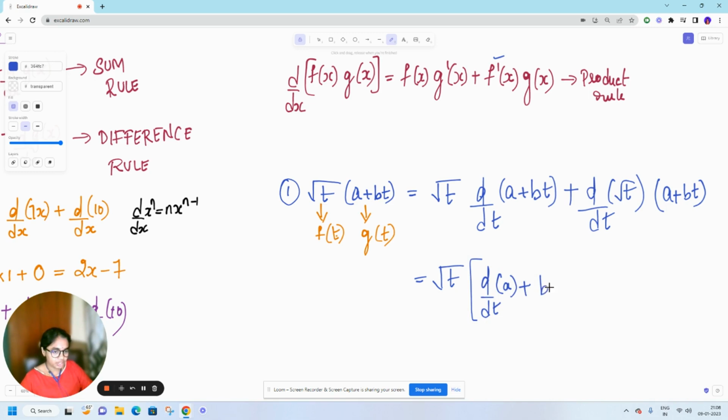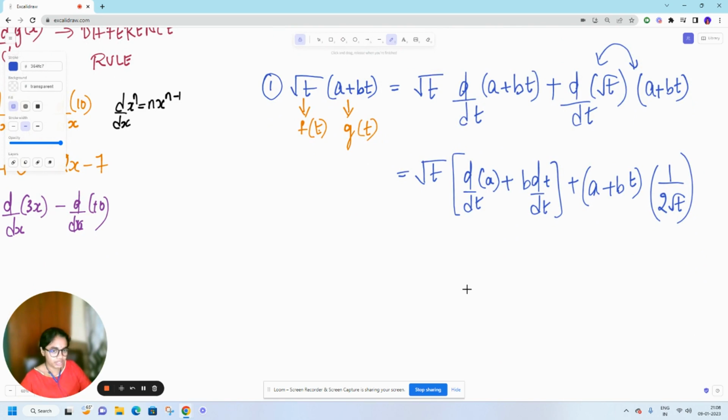Let me give this derivative symbol to each term. Plus b is a constant, so derivative of t. Okay, plus I can flip this. Yeah, it is commutative. So let me write it as a plus bt. What is the derivative of square root of t? It is 1 divided by 2 root t. Solved. We've already seen how to solve this.